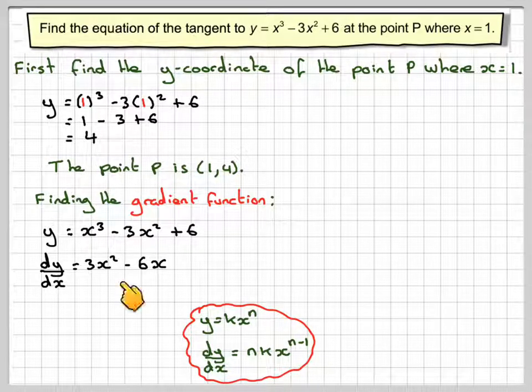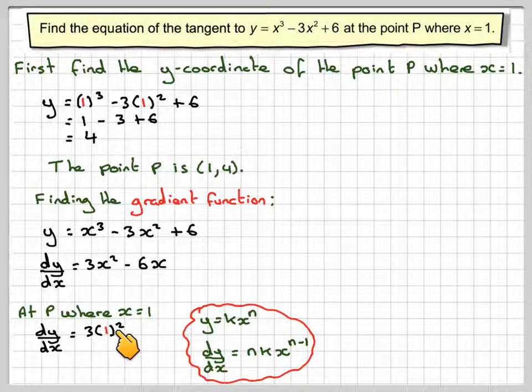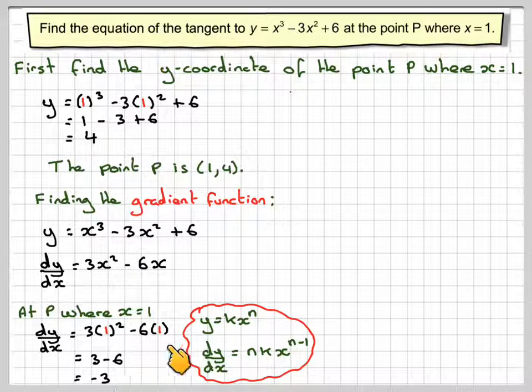Now we need to find the value of the gradient at P, when x is equal to 1. So we're going to substitute 1 into here. We get dy by dx is 3 times 1 squared minus 6 times 1, which gives me 3 take away 6, which is minus 3. So what I've got here is the gradient of the tangent at the point where x is equal to 1. I know its gradient is minus 3.